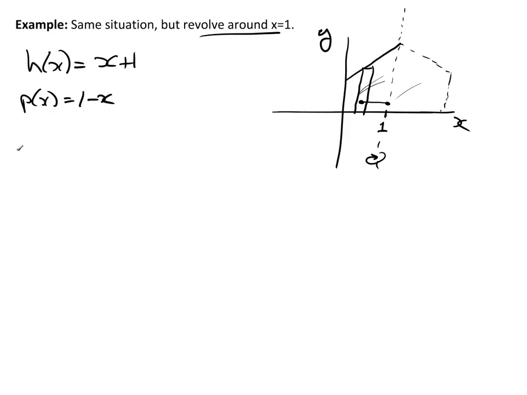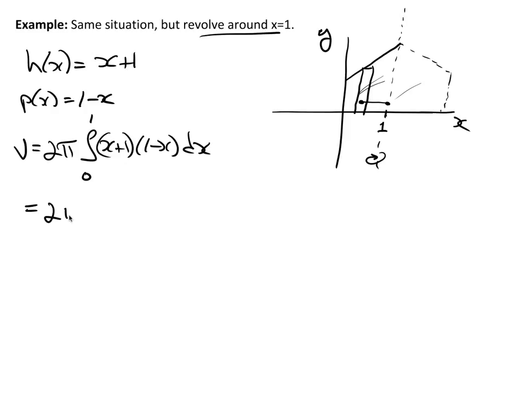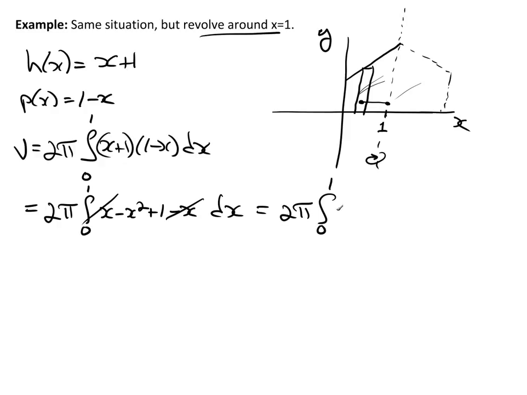So that gives me a volume of 2 pi times the integral, I'm going from 0 to 1, of x plus 1 times 1 minus x dx. Multiply this out. I won't take any shortcuts. I'll do it all for you. This is going to be x minus x squared plus 1 minus x dx. Just expand that. See, these x's go away. So I'm going to end up with 2 pi times the integral from 0 to 1 of negative x squared plus 1 dx.